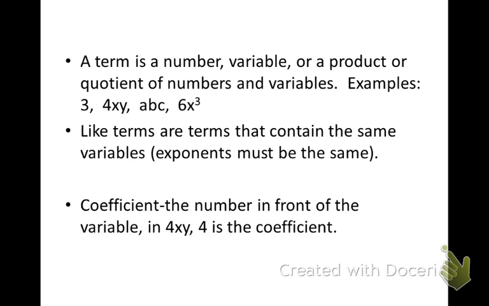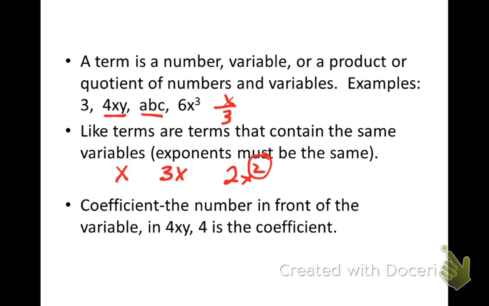So, a term is a number, a variable, or a product or quotient of numbers and variables. So a number, just like 3, a variable, x, a product, 4xy, or abc, that's a product. I don't have one that's a quotient of numbers and variables, but x over 3 would be an example. So those are all terms. Then like terms are terms that contain the same variable. The exponents must be the same. So x and 3x are like terms. But they are not the same as 2x squared because you have a different exponent there. So you can only combine like terms, which is going to be important later.